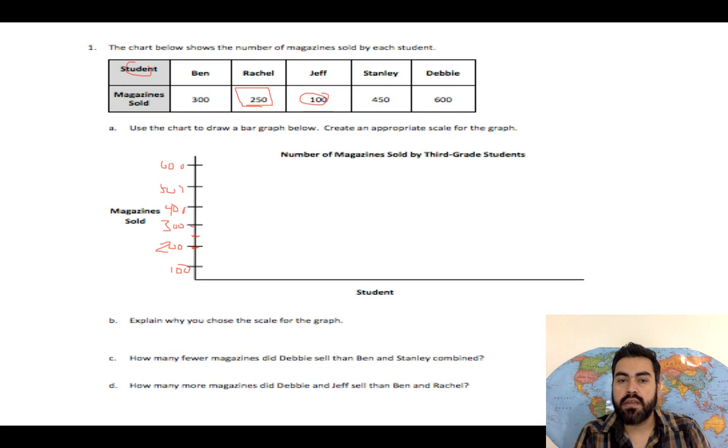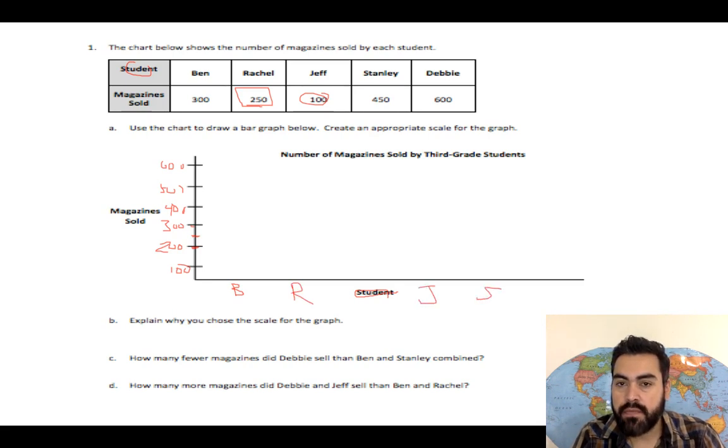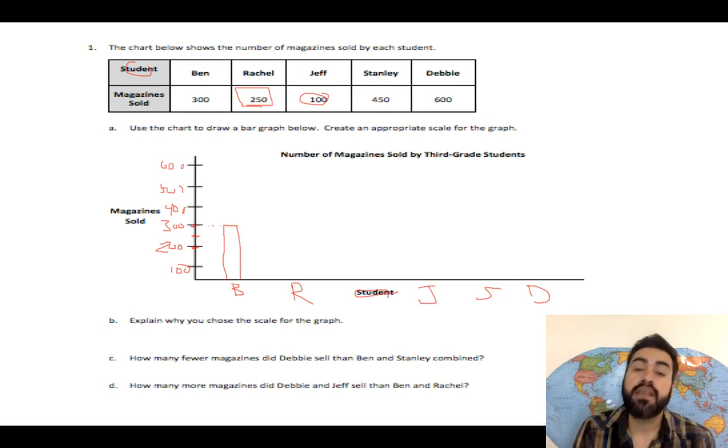My x-axis is my students, so my student names will go on the bottom part. I have Ben, I'll put a B for Ben, Rachel, Jeff, Stanley, and Debbie. When I look at Ben, I look at my y-axis, my appropriate scale, which means magazines sold. So Ben sold 300 magazines. I go to my scale, 100, 200, 300. I eyeball it to hover above Ben's name, and then I draw my bar, 300.